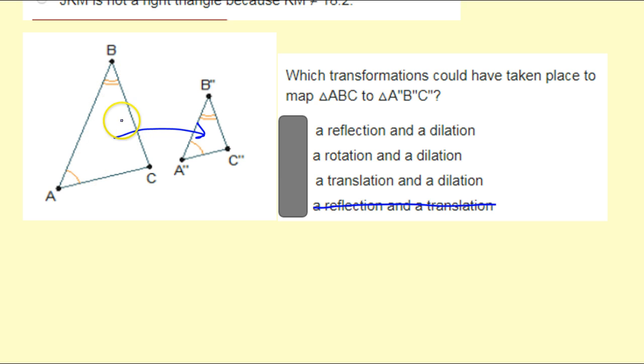So look at these markings. See how the markings are in the same position? All right, they're in the exact same position in both pictures. So that means it was not a reflection, because then it would be backwards.